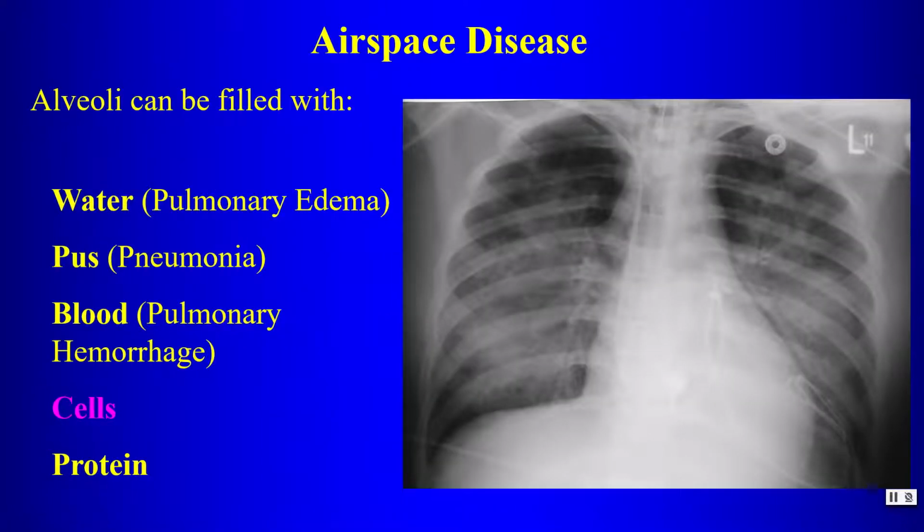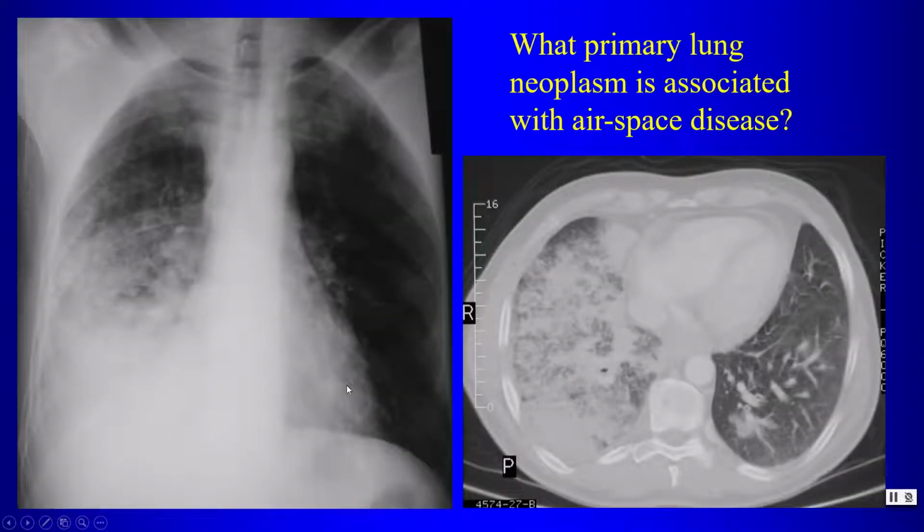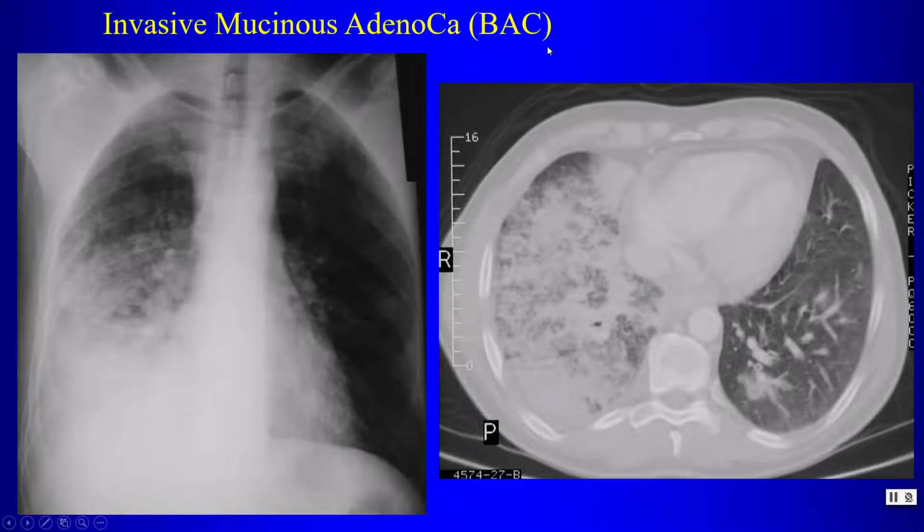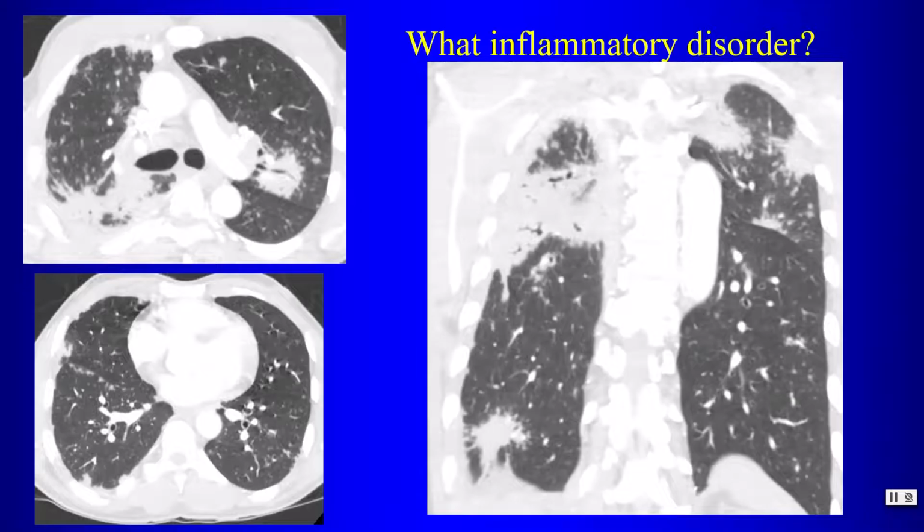Well, infiltration with cells can also result in airspace disease in the lung. What primary lung neoplasm is associated with airspace disease and consolidations? Well, this is invasive mucinous adenocarcinoma, which used to be called bronchoalveolar carcinoma. One manifestation of this is as airspace disease. It can be multifocal. So invasive mucinous adenocarcinoma can do that, always in the differential for chronic airspace disease.